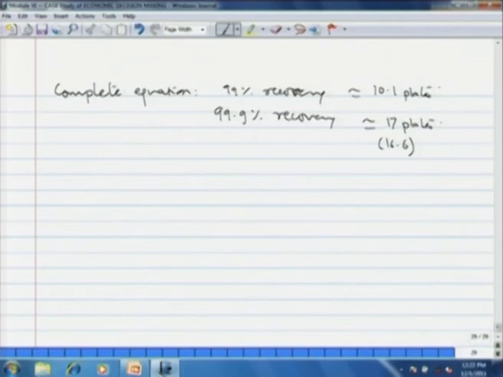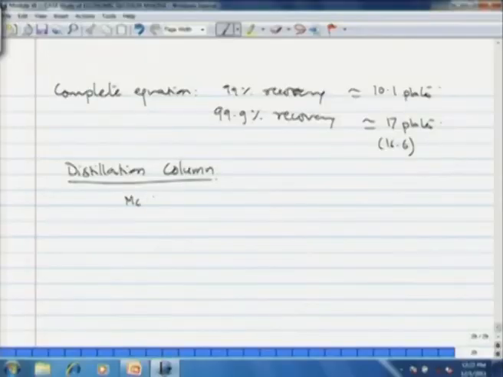Now, we can apply the same procedure, let us say, for a distillation column. We have already treated the subject of distillation column separately in another module of design of separation system. So, I am not going to elaborate here much on it. We have several equations for it, for example, the McCabe-Thiele diagram or the FUG method or the Smoker's method for determination of the number of plates. Okay.